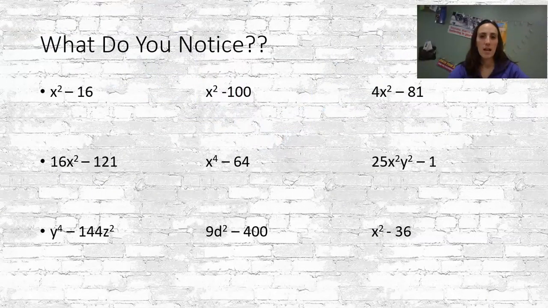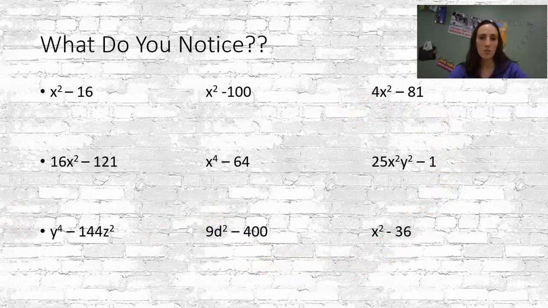What do you notice? I would like you to please take a moment and pause this video and ask yourself, what are you noticing that all 9 of these polynomials have in common? Now that you've had a moment to take a look at this, hopefully you've noticed that in all 9, they're all getting subtracted, and every value that you see is a perfect square value. These are called difference of squares.